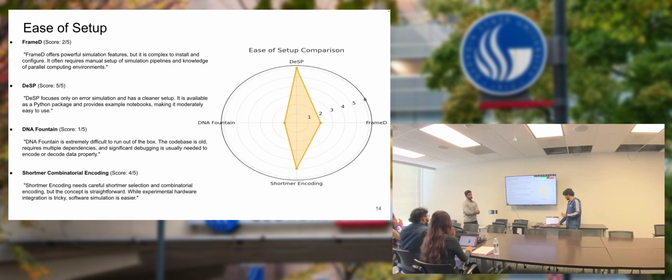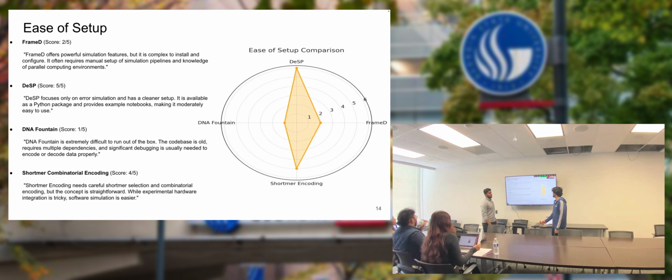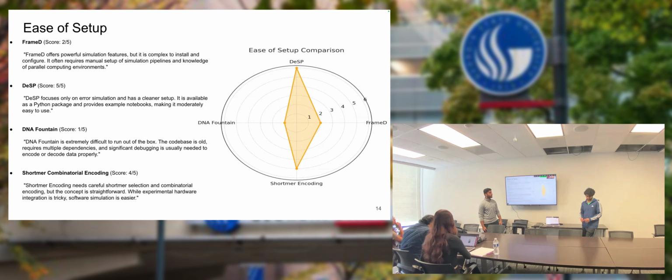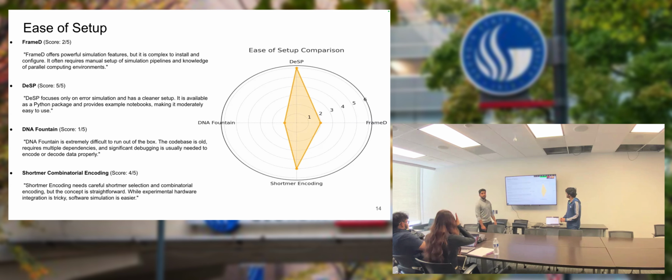Can you walk me through that figure? This is just the ease of setup, how easy it is to set up each tool. Number 5 is DSP, the easiest one to set up. DNA Fountain is outdated code, Python 2, and that's the least easy to set up. And Chartware is number 4, which is the rating that we gave it. Scores are right here: how easy your tool is to set up locally on your own desktop.